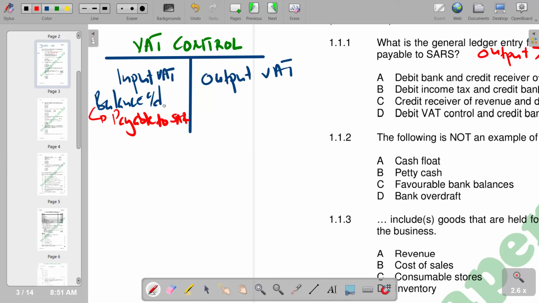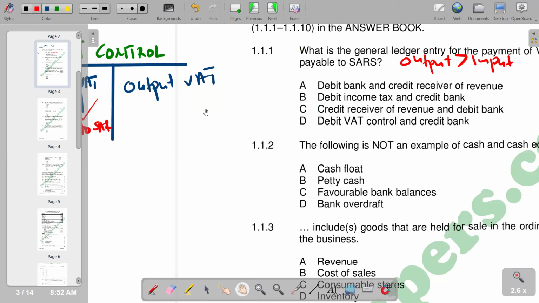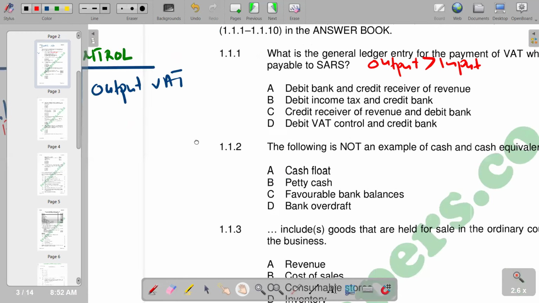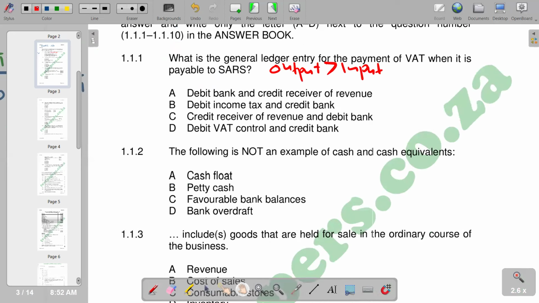So obviously, the double entry that we're going to pick is to debit VAT control and credit bank, since we are paying SARS. It means that the money is going to be paid through the bank. When it's payable by SARS, if SARS is supposed to pay us as a company, we credit the VAT control and debit the bank. We take note of that double entry. So our answer is D.